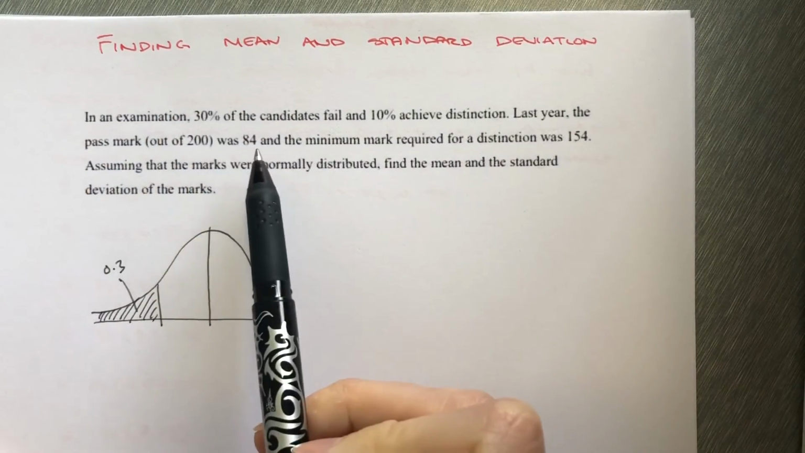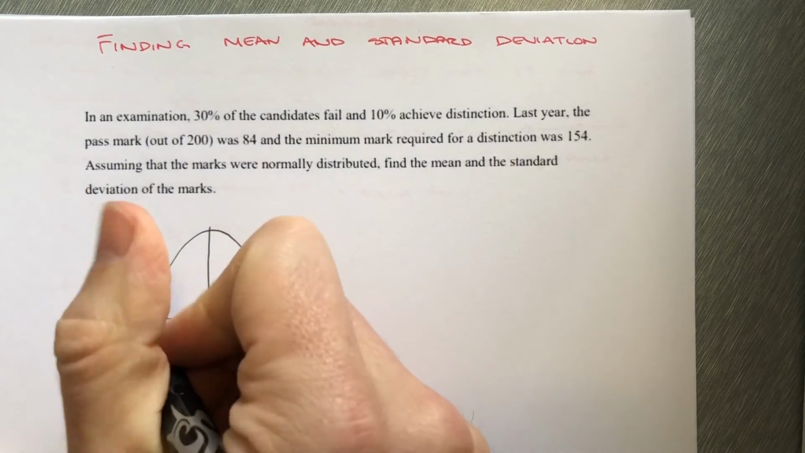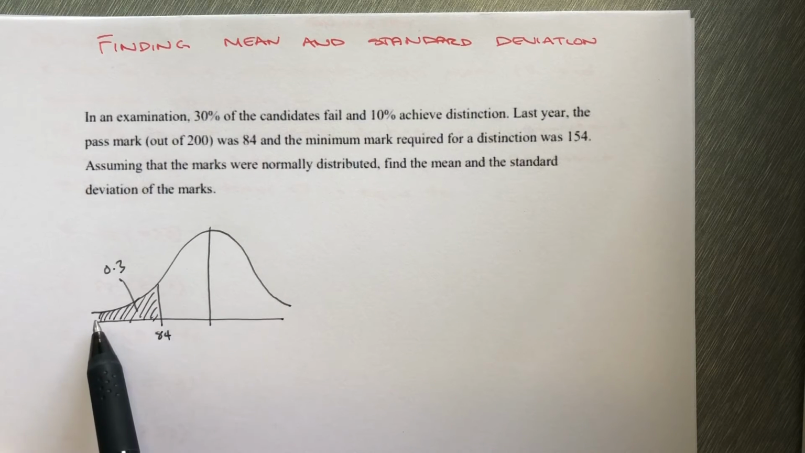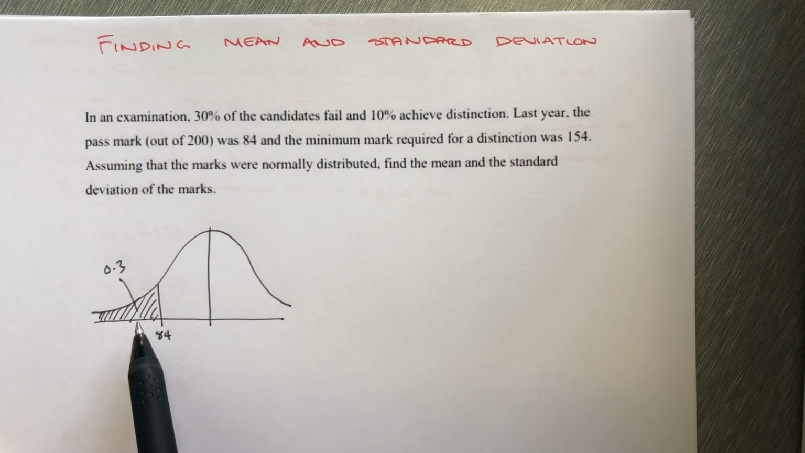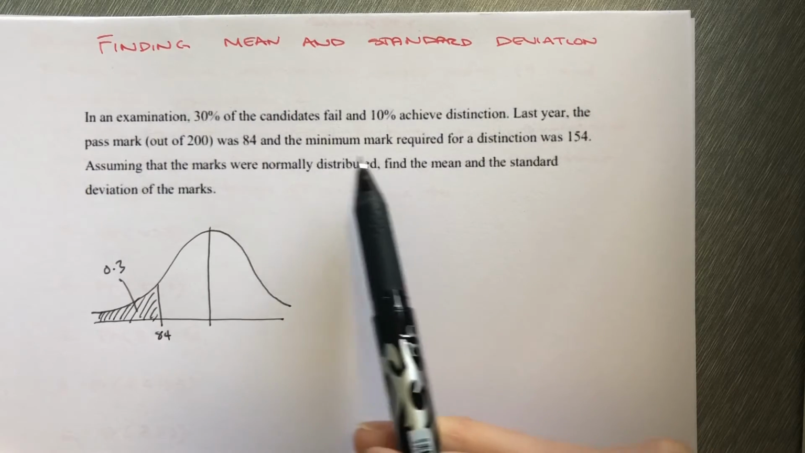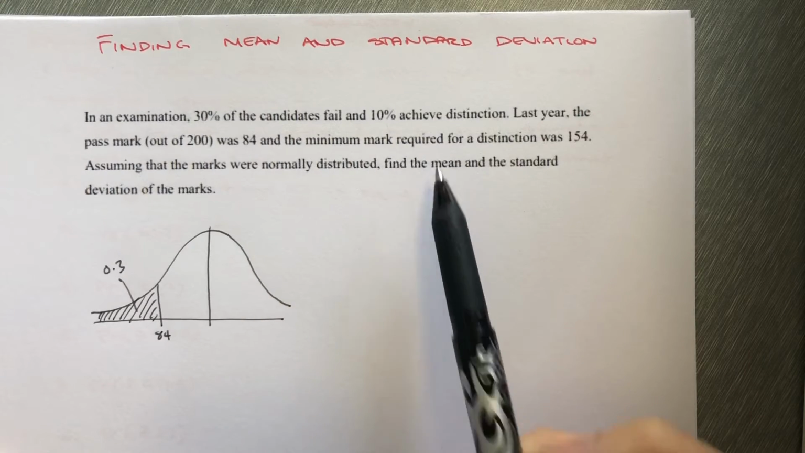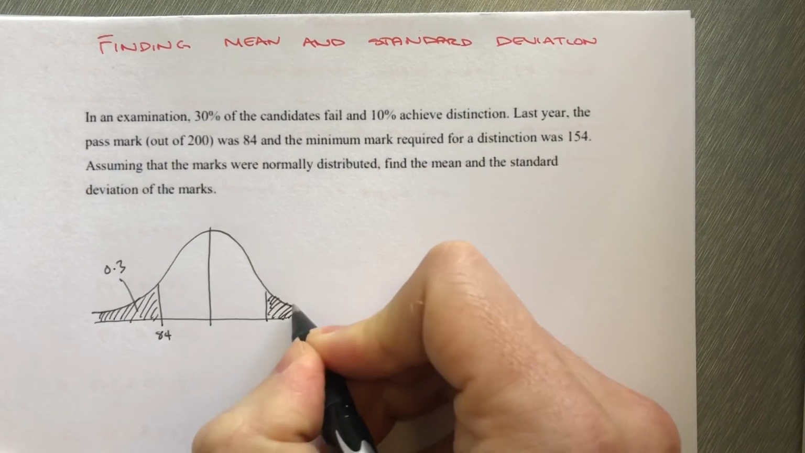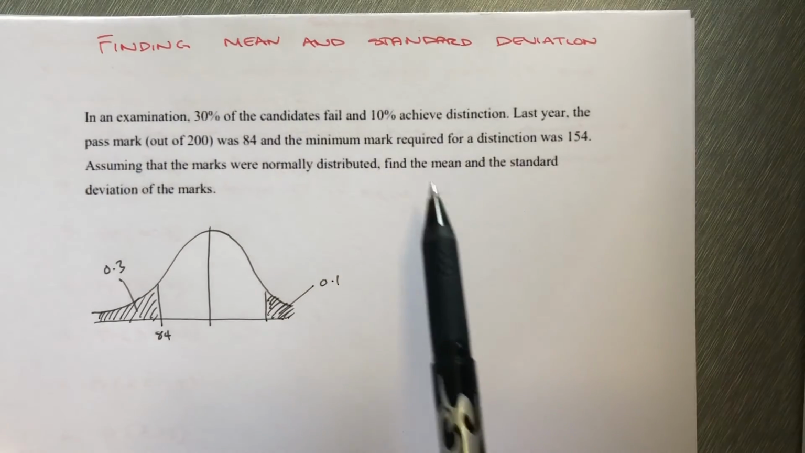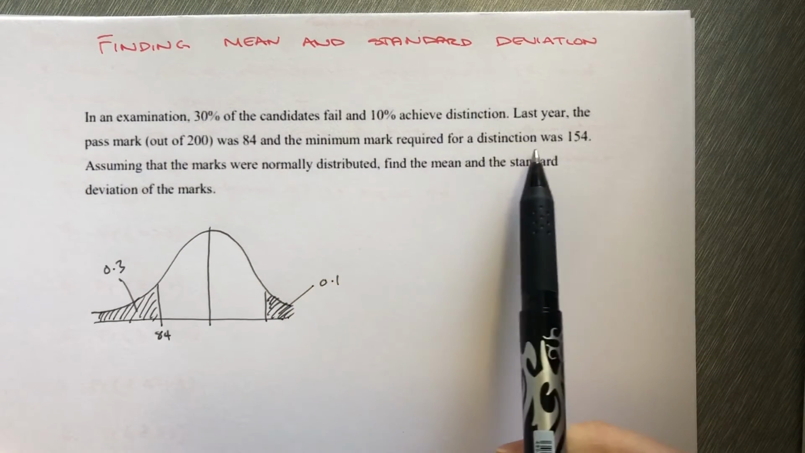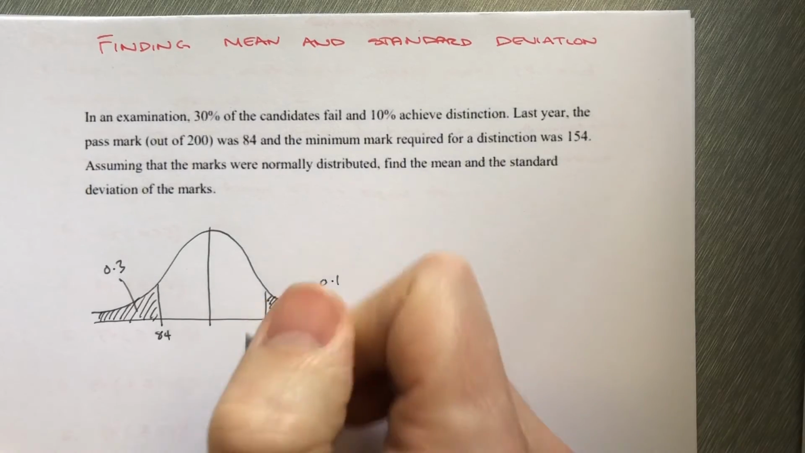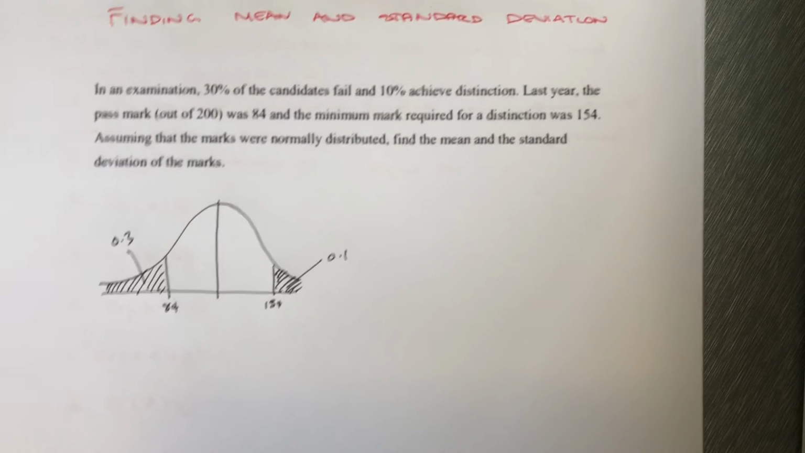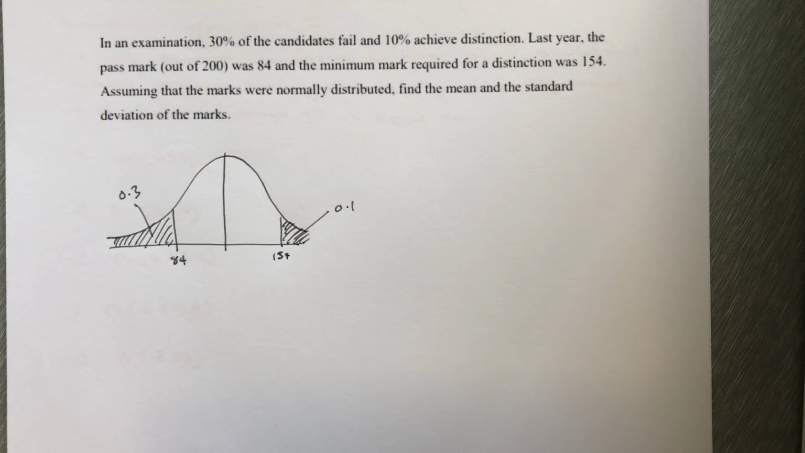And that pass mark was 84. So people that got above 84 passed, people that got below failed, and 30% of people got below. Next one we're looking at is the distinction. So the top 10% of people got distinction. So I'm going to shade the top 10% here. And also we're being told that the minimum mark required for distinction was 154. So that must be 154. So I've got a bit of info here. Hopefully we can use that.